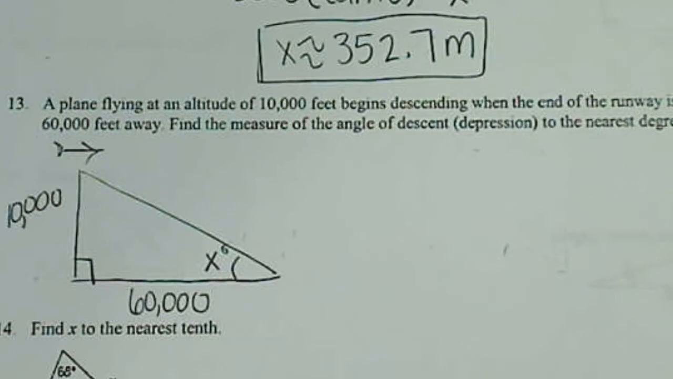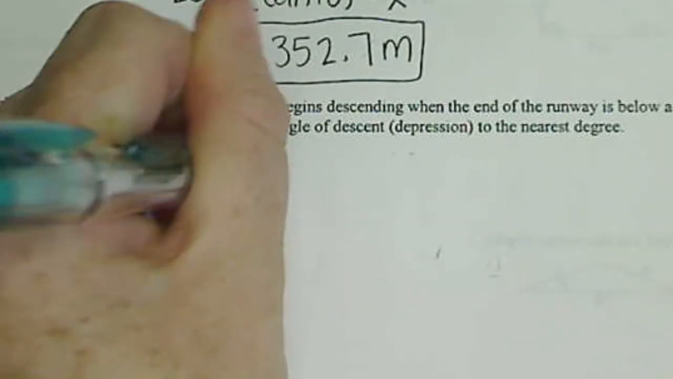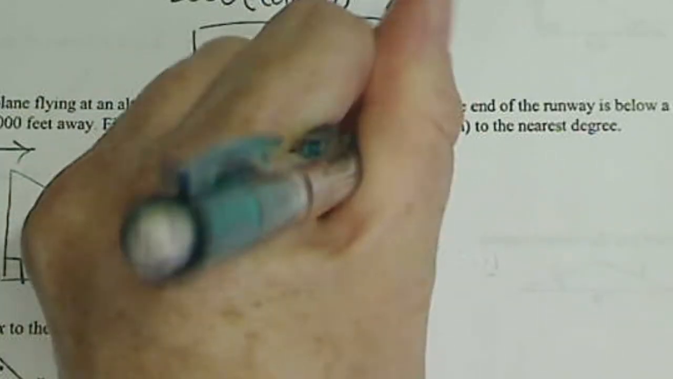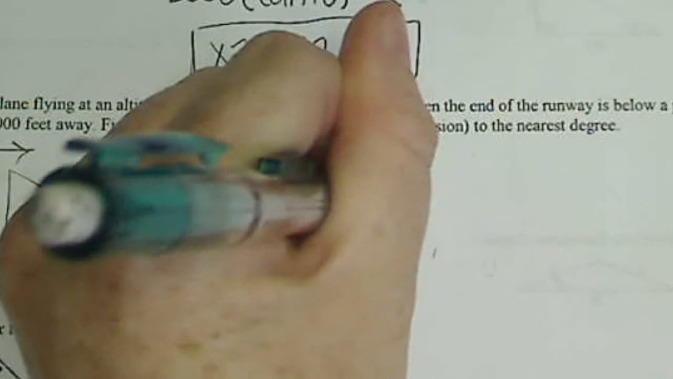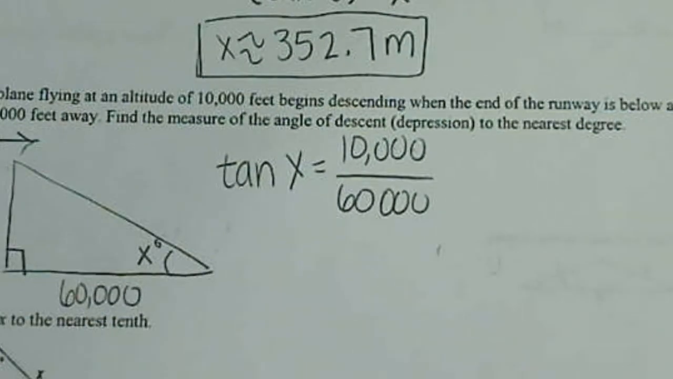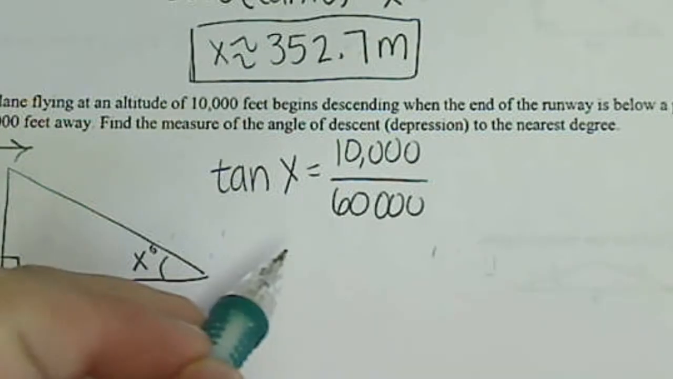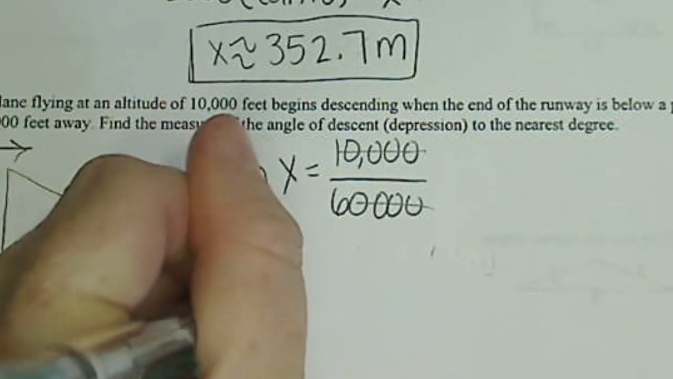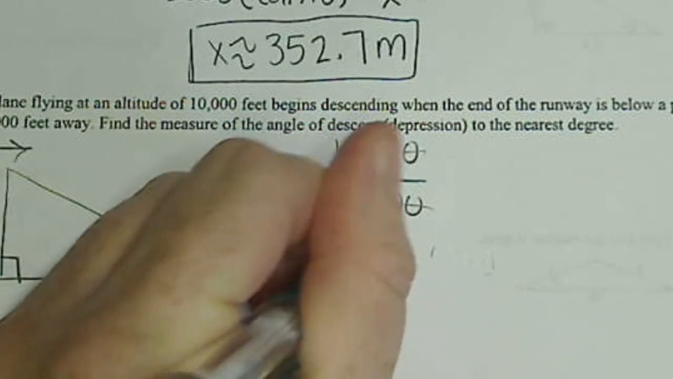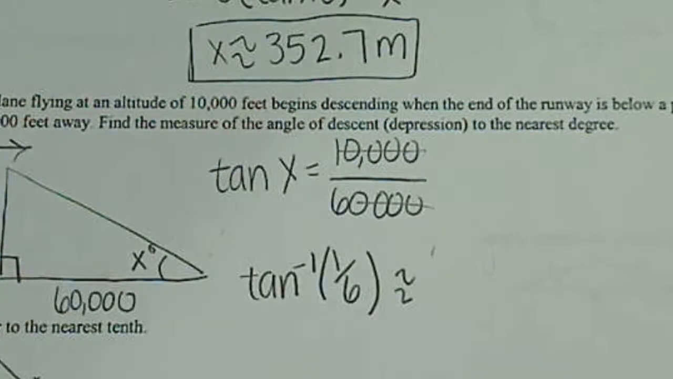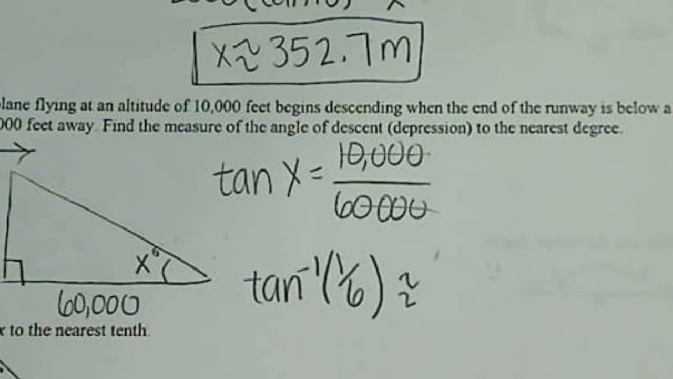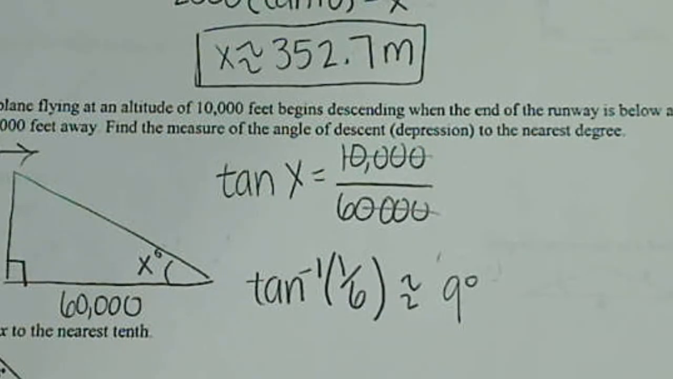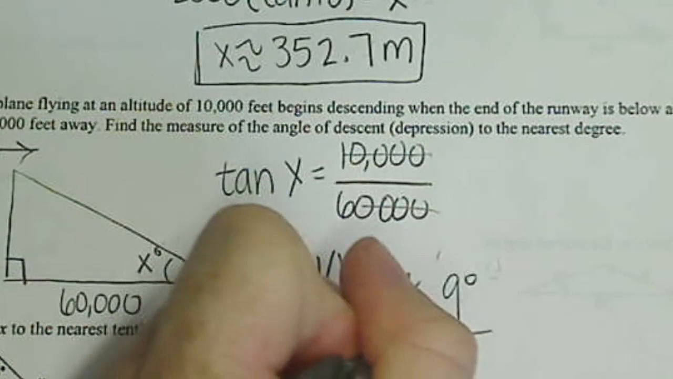Again, I'm going to use tangent. Tangent is going to be your best friend. The tangent of x is 10,000 over 60,000. Now, remember, you can also simplify. So for sake of putting it in my calculator, I'm going to put in my calculator the inverse tangent of 1/6. And it says round to the nearest degree. 9 degrees. So not too steep.